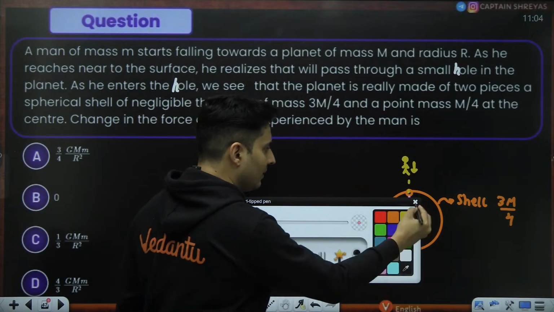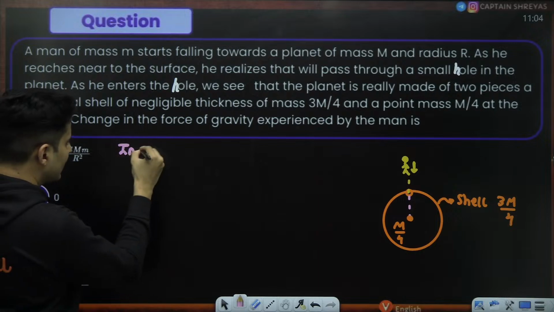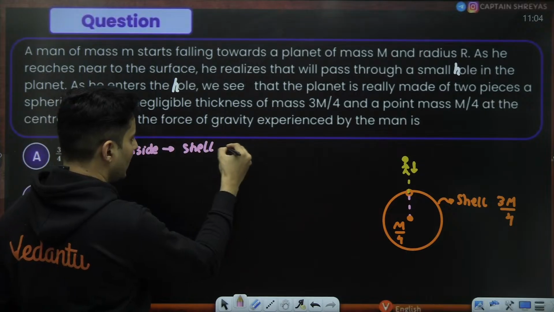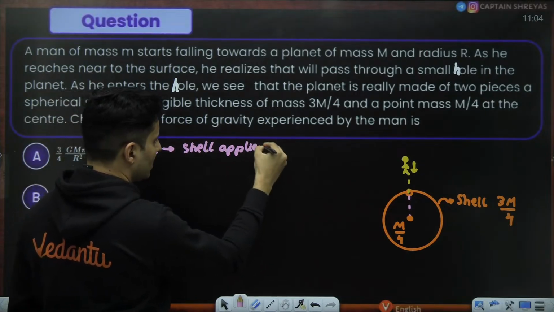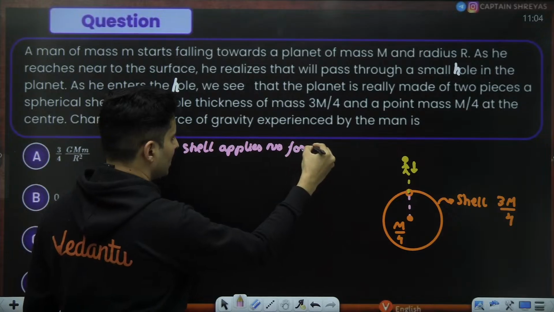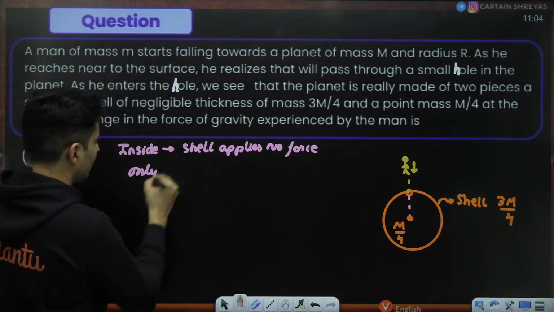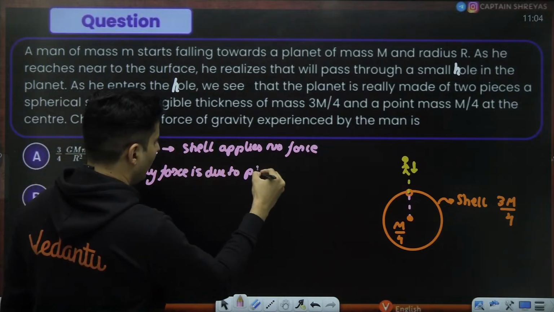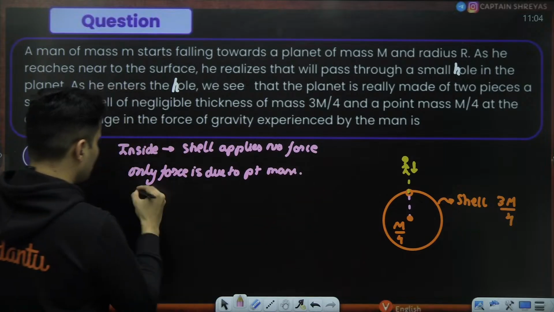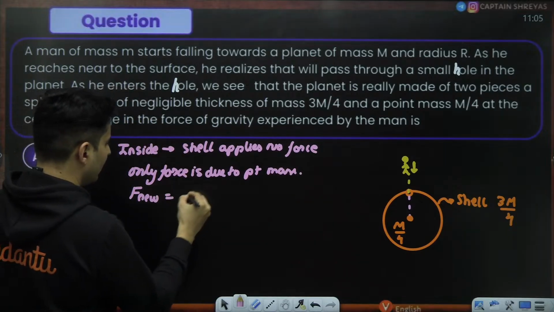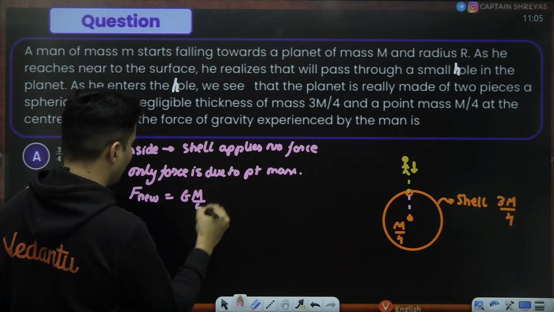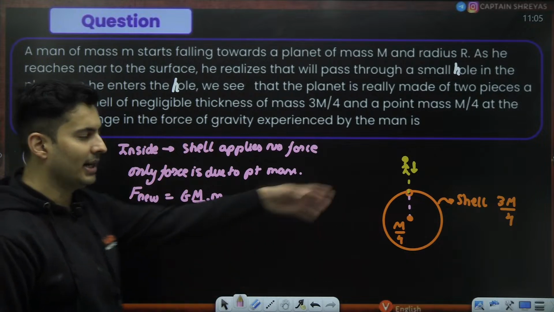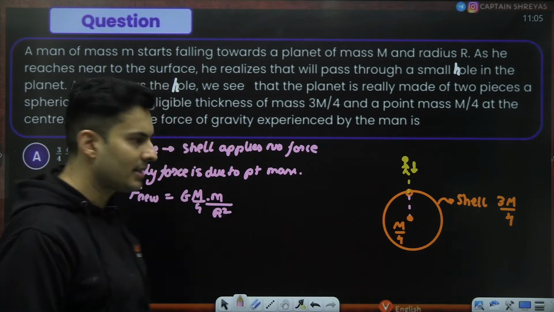So when he's inside, what happens? When he's inside, the shell applies no force, and the only force is due to the point mass. So the new force on that man will be G times m by 4 into m divided by r square. G m m by 4 r square, that is the new force as he just enters inside.